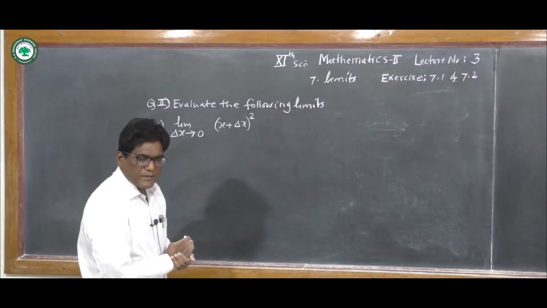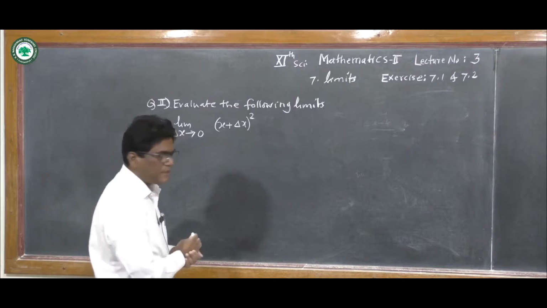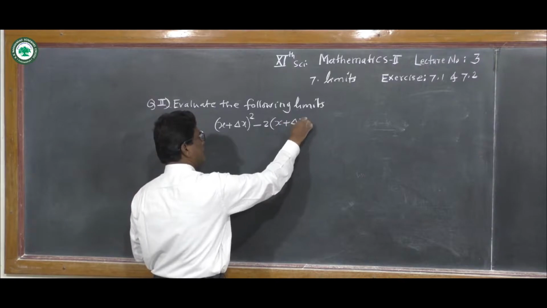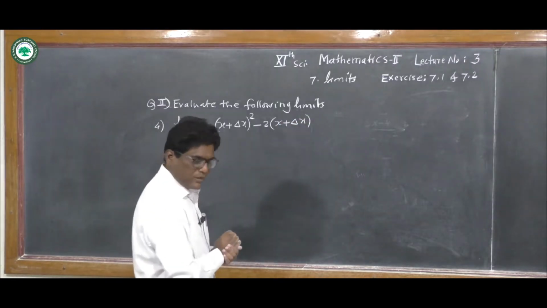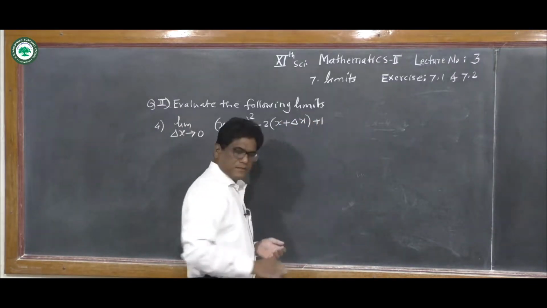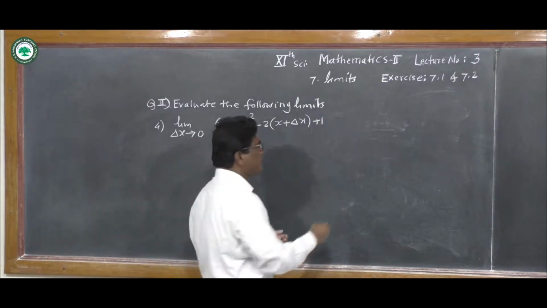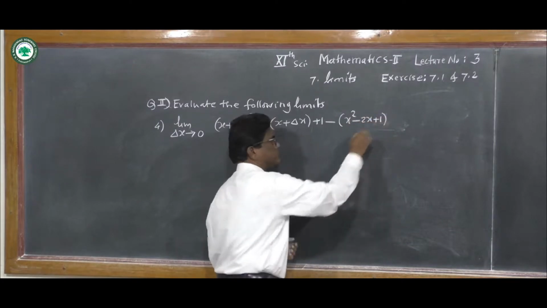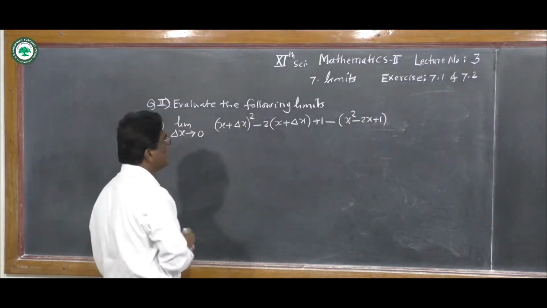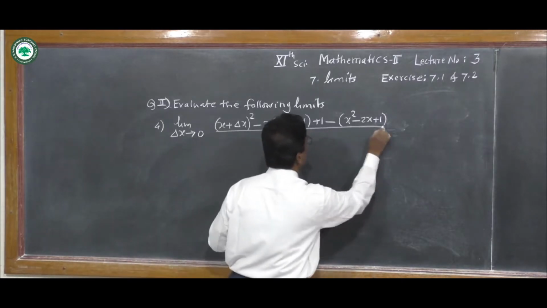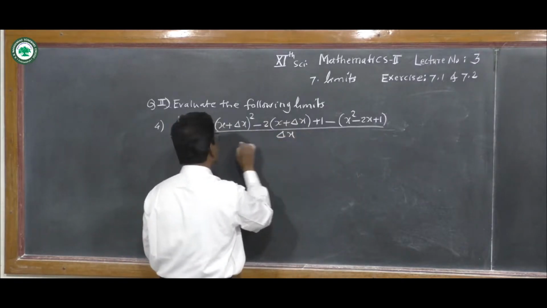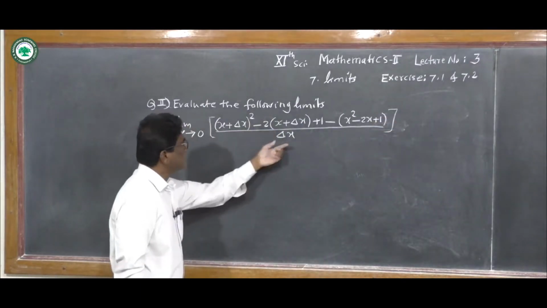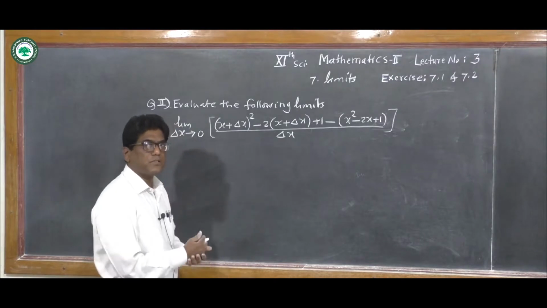Minus 2 in the bracket (x plus delta x), plus 1, then minus in the bracket (x square minus 2x plus 1), upon delta x. So here delta x tends to 0, so if we put delta x as 0, the denominator is 0, so we have to solve this problem.